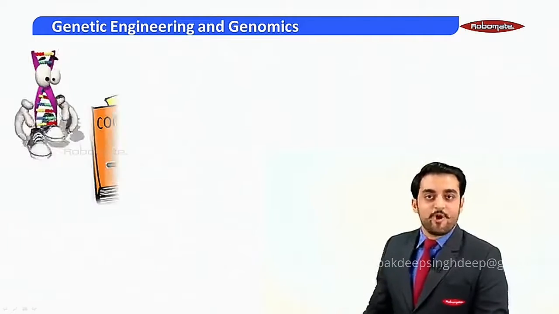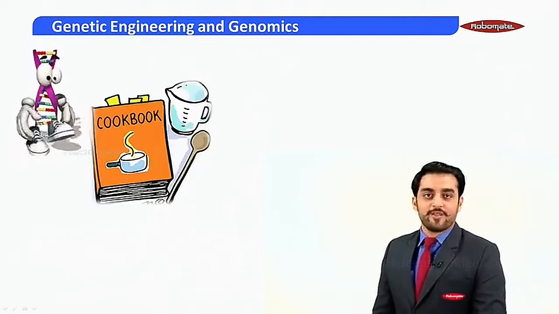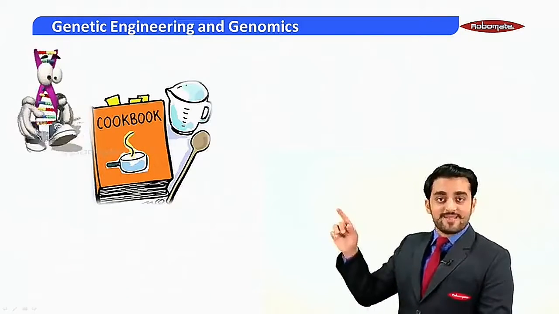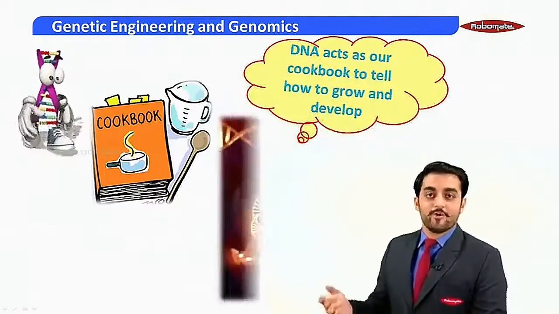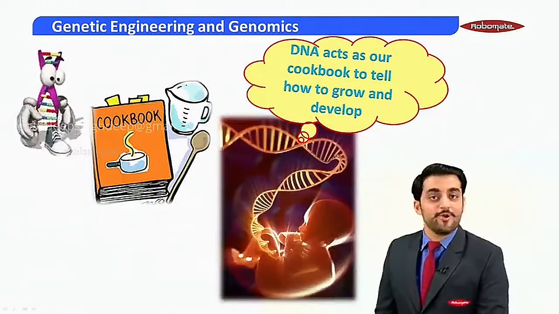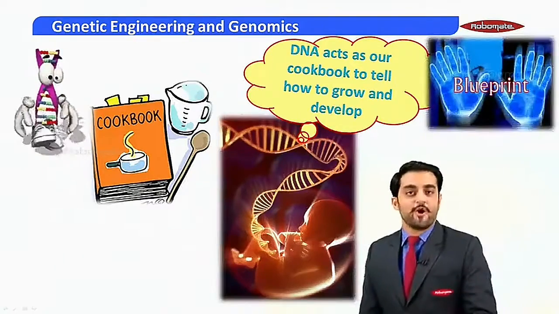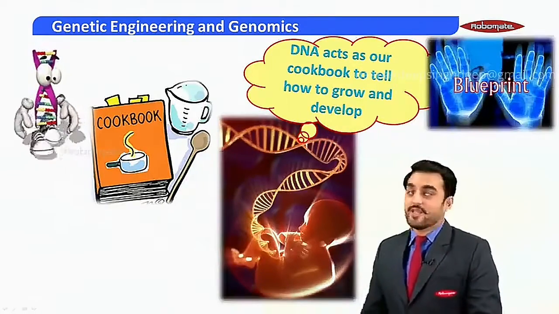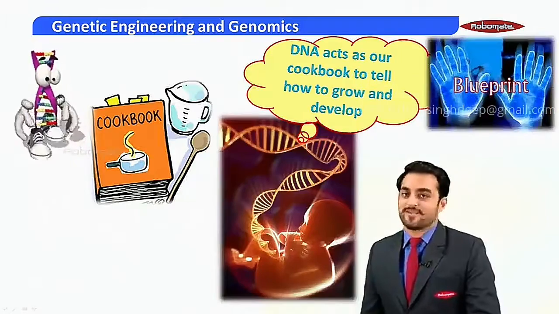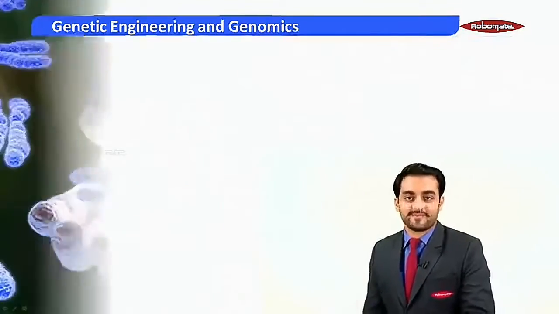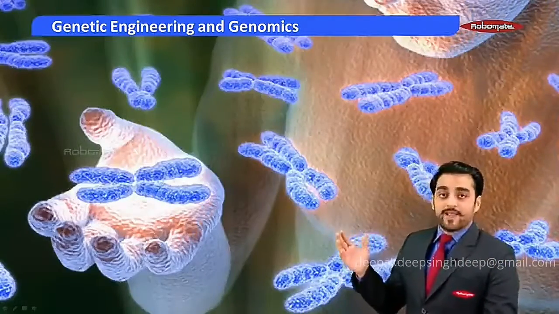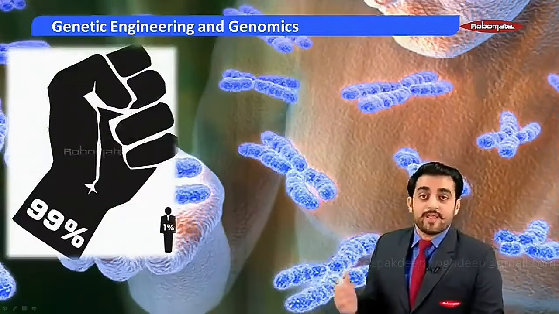The DNA is called the cookbook of our life. Why? Because it tells us how we are going to grow and how we are going to develop. And sometimes it is also called the blueprint of our life. So DNA is the cookbook and also called the blueprint of our life. We can see clearly what is making us unique.